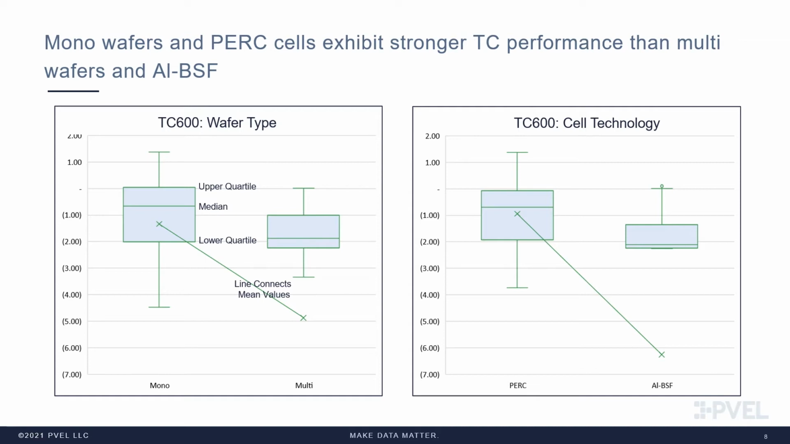The average value, which is the line that is connecting these X's, is quite a bit lower for multi and Al-BSF, and that's because there are a few modules with very poor performance that pulls down the average. The chart on the left here shows how to read a box plot, and we'll be looking at a number of these today.